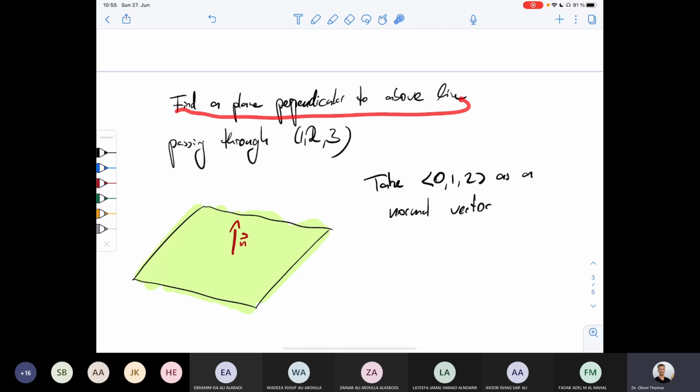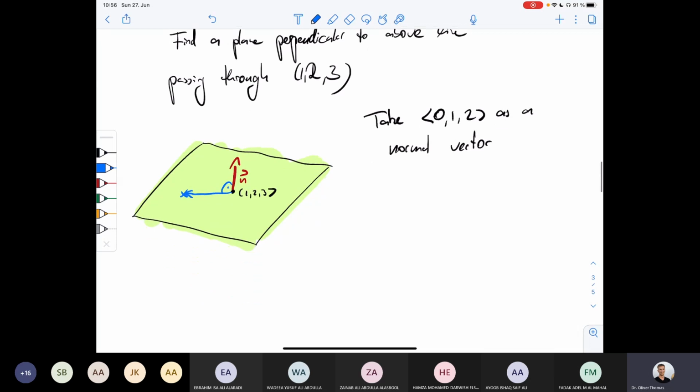Now this only gives us a plane which is perpendicular to above line, but we still need to take care that it passes through this point. So imagine that this point right here is our point (1, 2, 3). If we have another point on the plane, and we take the connecting vector here, then we get a right angle with our n. And this is now a general point on the plane.